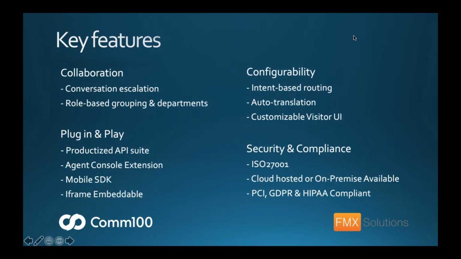What I think makes us different is a couple of things, and I've broken these out into 4 pillars here. The first is collaboration. What I'm referring to here is how COM100 allows agents to easily work together on chats. Chats can be escalated and assigned to different agents depending on what comes up. And the full chat history in the transcript is also transferred, so agents can easily pick up where others left off. They can also add notes while a chat is going on that the visitor can't see. So maybe there's something about a customer that someone needs to know. We can make that available to the agent in real time.